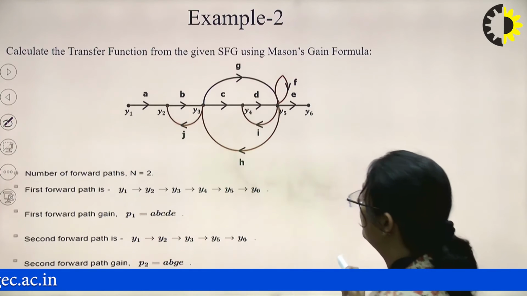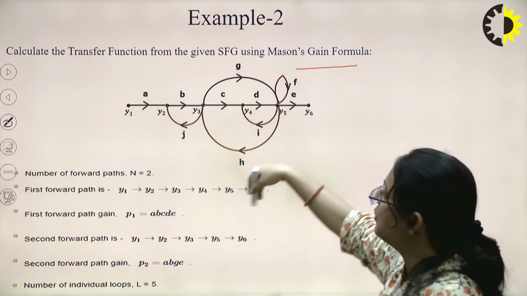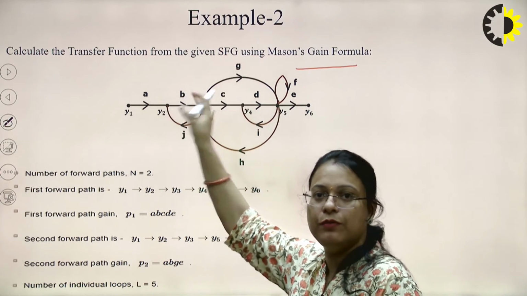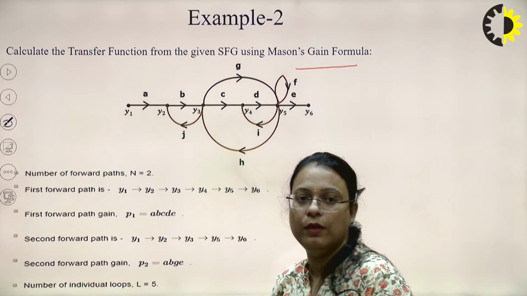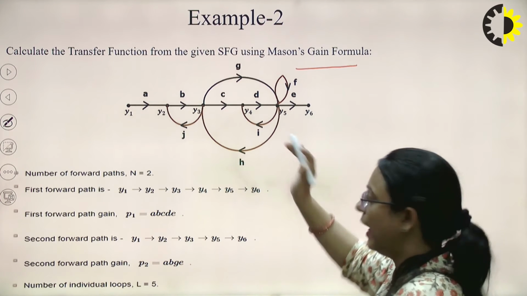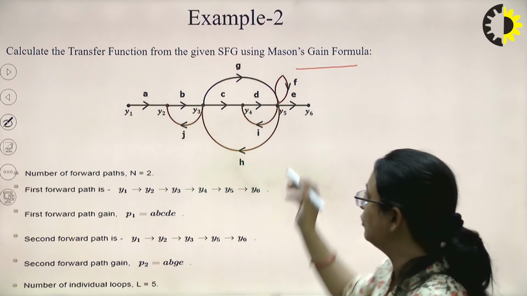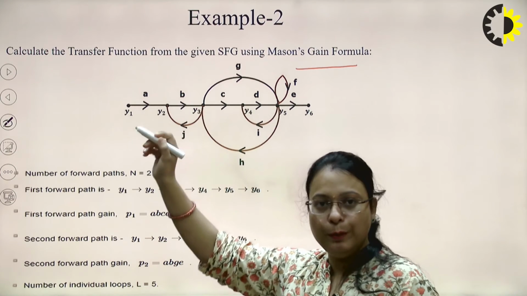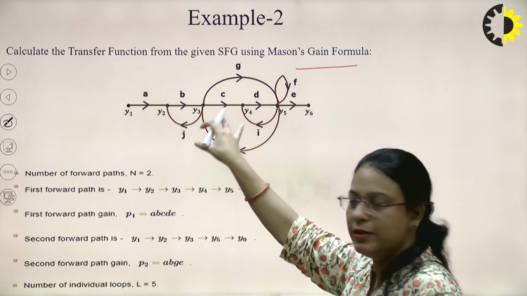See, this is the example here. We have to find out the transfer function for this signal flow graph by using the Mason gain formula. So here, I have already discussed in the previous lecture how to find out the forward paths and how to make loops. Once again I am revising here.